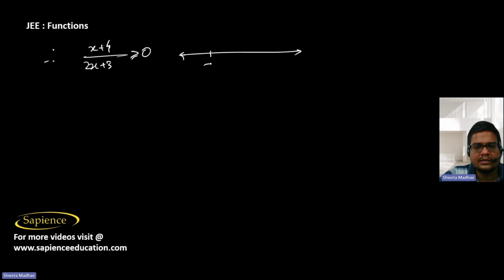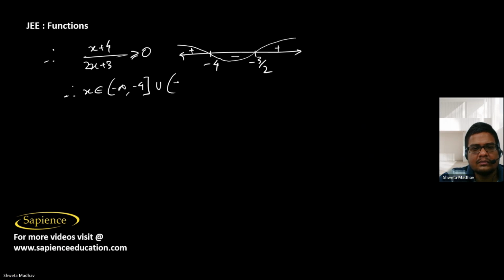So for the first one, which is (x plus 4) by (2x plus 3), greater than or equal to 0, if you draw the number line, the critical points are -4 and -3/2. If we take a value which is more than -3/2, let's say 0, then it will be greater than 0. So this part is negative, this part is positive. Therefore the solution set will be x belongs to -infinity to -4 union -3/2 to infinity. Here -3/2 should not be included, else it will become undefined.